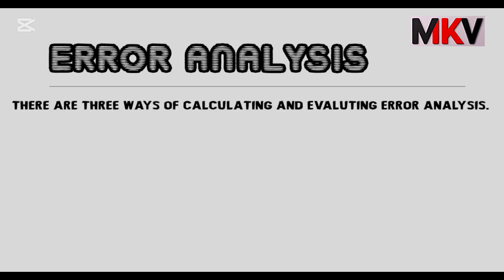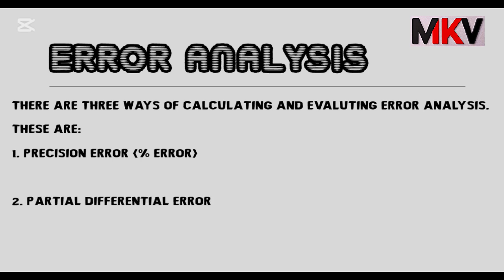Now there are three ways of calculating and evaluating error analysis. These ways are: 1, precision error or percentage error; 2, partial differential error; and 3, standard deviation error. So let's go into details of each of the ways used in the error analysis.